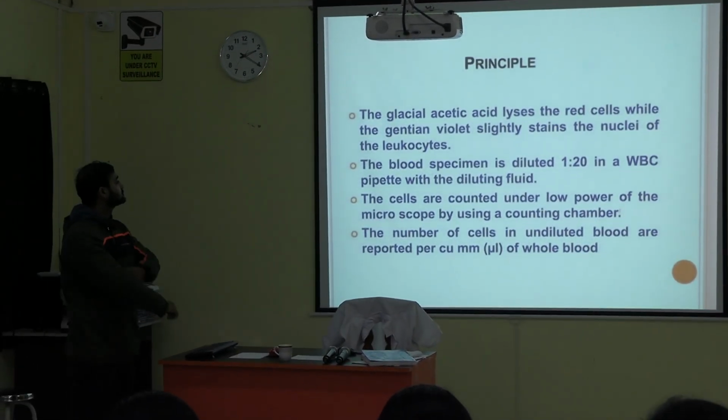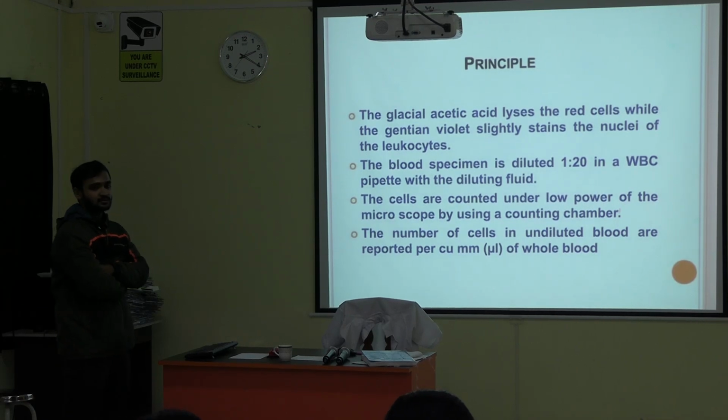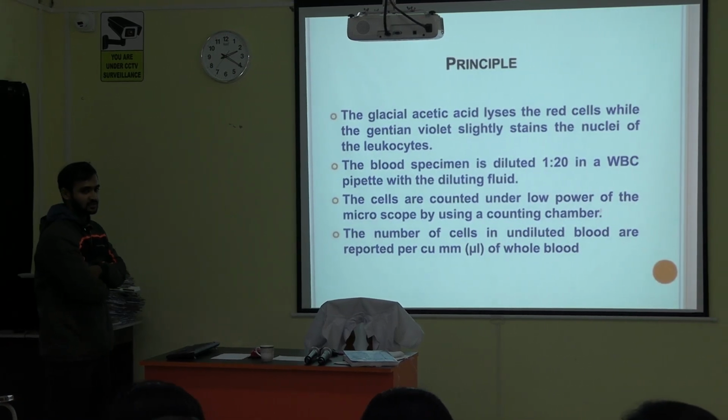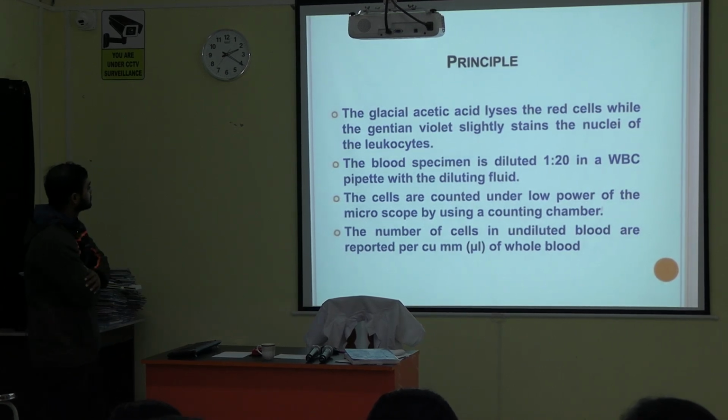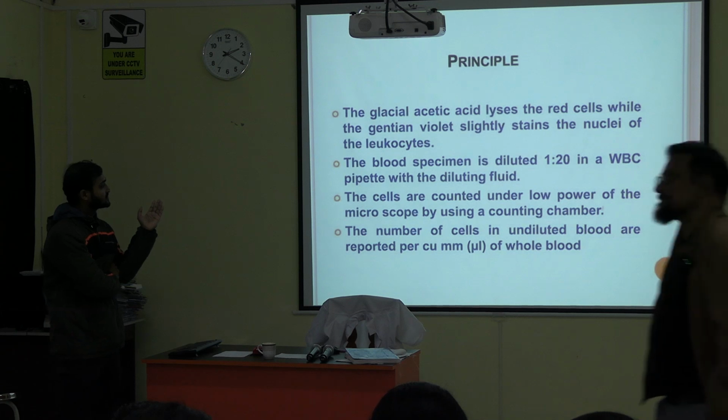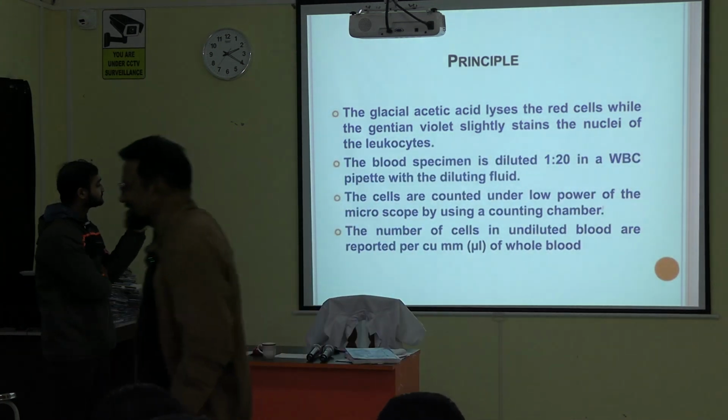So the use of gentian violet is that we use it for staining the nucleus, the nucleus of the leukocytes. It is diluted in the ratio of 1:20.